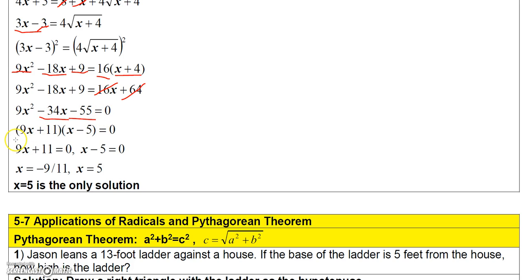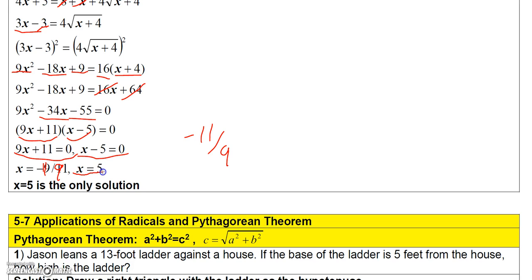Now, if you factor this, you'll find that it factors into 9x plus 11 times x minus 5. And then if you set 9x plus 11 equal to 0, you get x equals negative, actually I've got that backwards, it should be negative 11 over 9. It doesn't really matter though, because that answer is not going to work. So it should be negative 11 over 9, not negative 9 over 11. So that's one answer. And then if you set x minus 5 equal to 0, you're going to get x equal to 5.